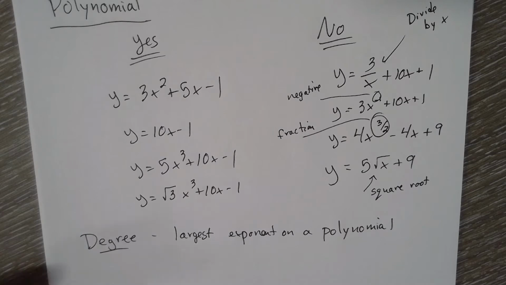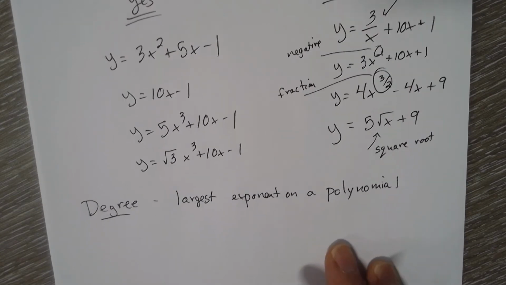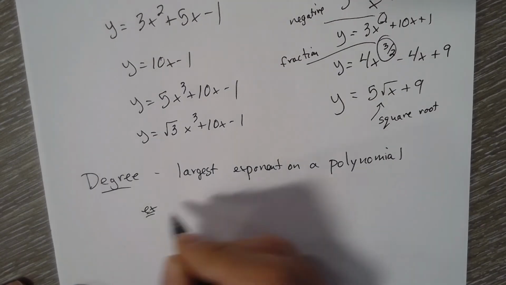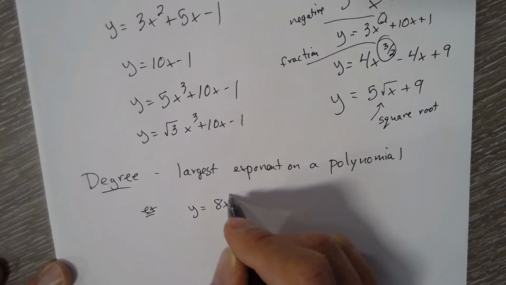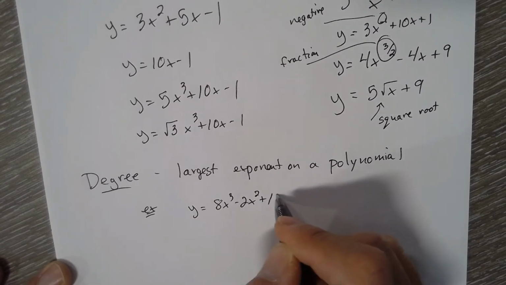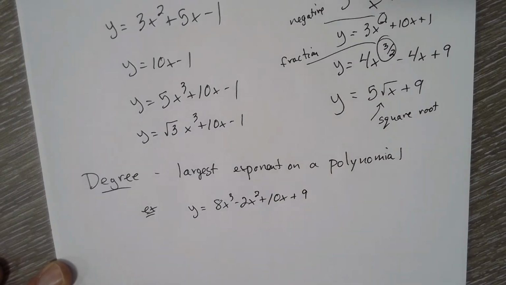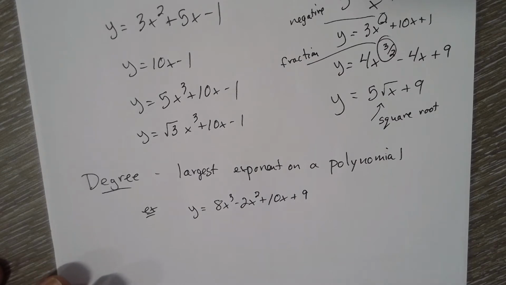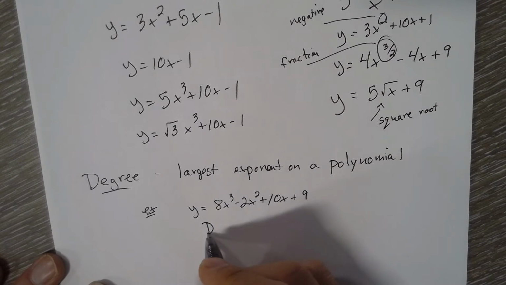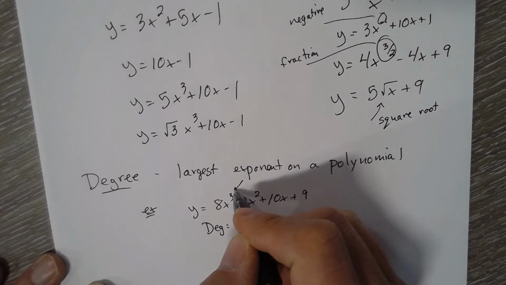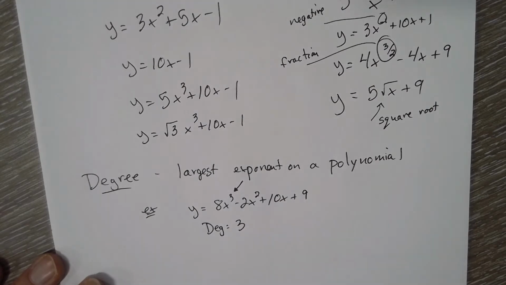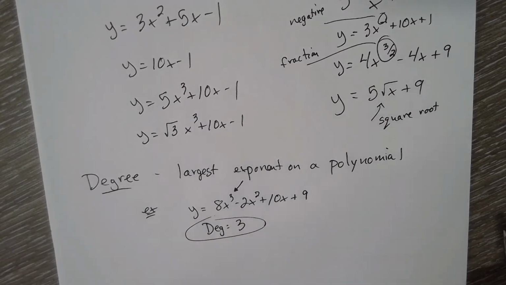Alright, the degree is the largest exponent on a polynomial. Here's an example. If you're trying to find the degree of this, what do we think? Any ideas what the degree would be there? Somebody said it. 3. Who said that? I have no idea. Good, Robbie. Okay, so the degree is 3. That's your degree right there. The largest exponent on a polynomial, so the degree is 3.